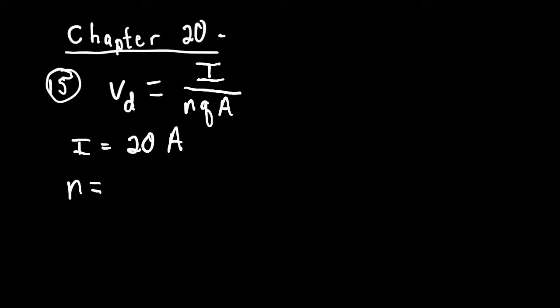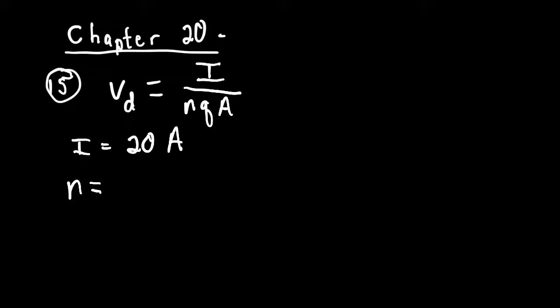What is our wire made out of? In this problem, it's made out of copper. So we need to know the free electron density of copper. Anybody know that off the top of your heads? If you go look at example 20.3, they tell you what the free electron density of copper is. There's one free electron per atom, so you need to do a little conversion.